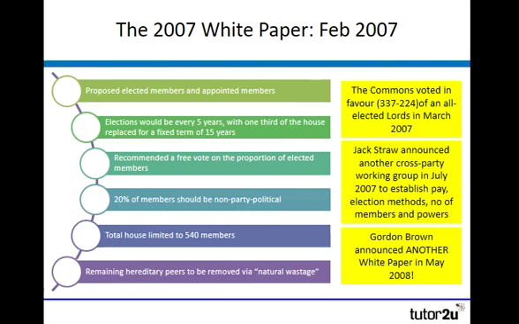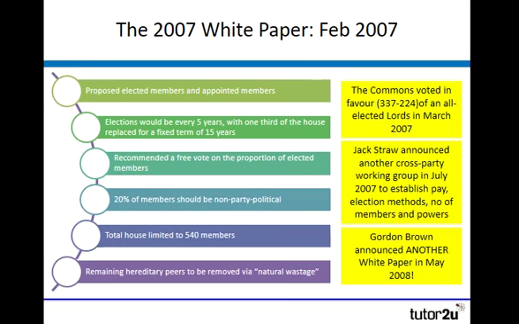So as a reminder, a free vote is a vote in which there is no particular party line or party whip. MPs are free to vote however they feel and not in line with party policy. 20% of members, it was recommended, should be non-party political, so effectively crossbenchers, independent peers. Total House limited to 540 members, and the remaining hereditary peers to be removed via what is quite politely termed as natural wastage. Now, the Commons actually then voted in favour of an all-elected Lords in March 2007.